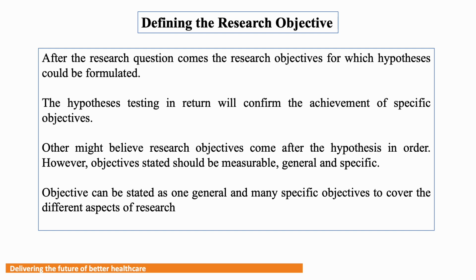So we start with the status quo in literature as the hypothesis, and then we generate the hypothesis to either reject or accept according to the research design. Once we reject it, the alternative hypothesis, which is the real research hypothesis, is accepted. Others might believe research objectives come after hypothesis in order. However, when an objective is stated it should be measurable, general, and specific. An objective can be stated as one general and many specific objectives to cover the different aspects of the research.